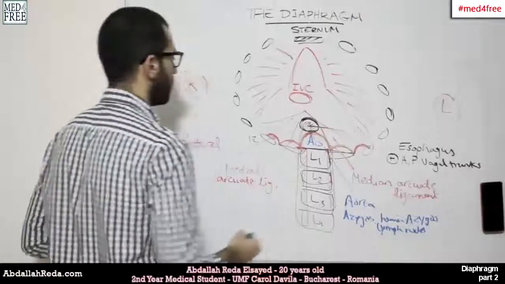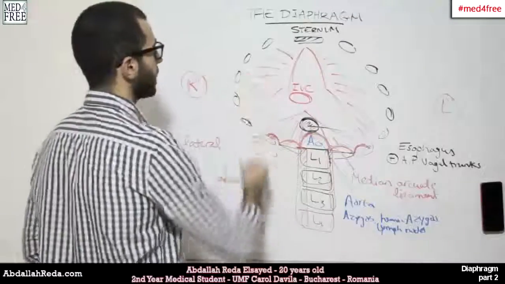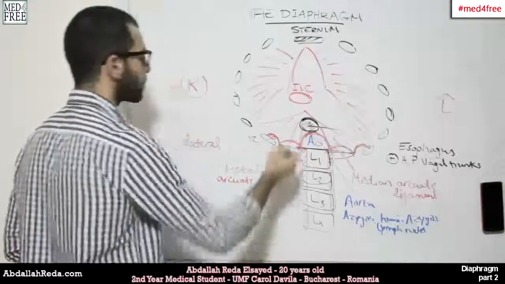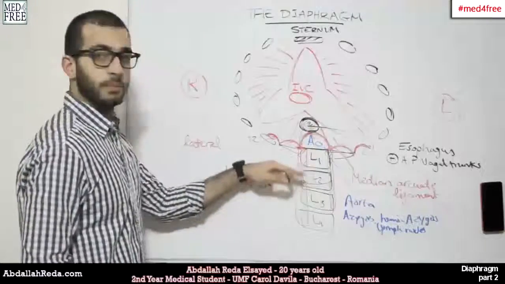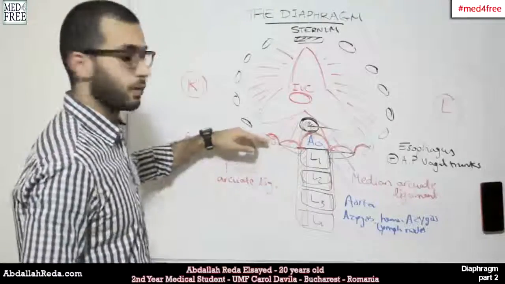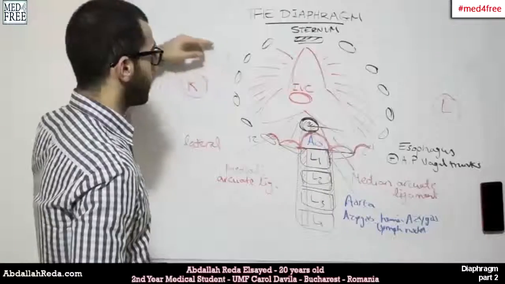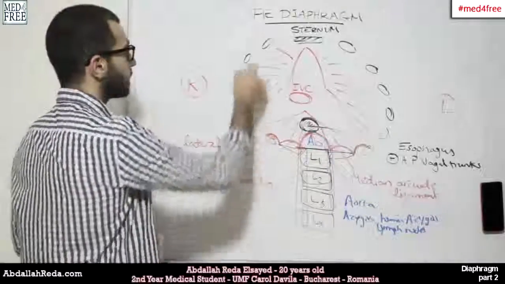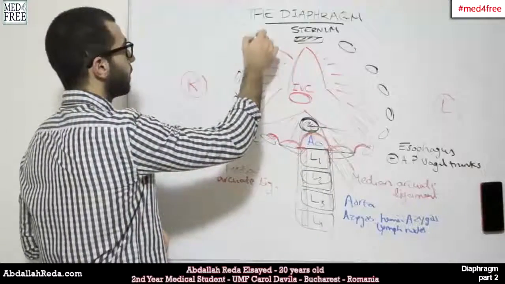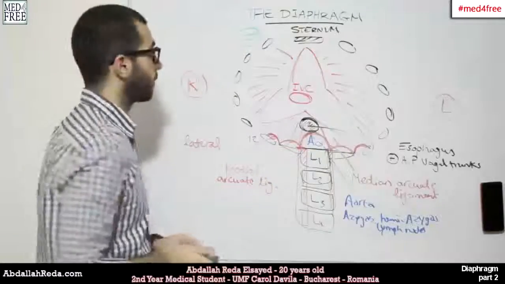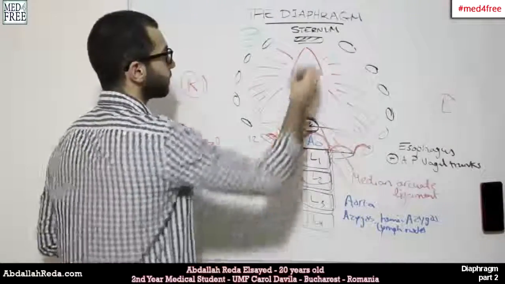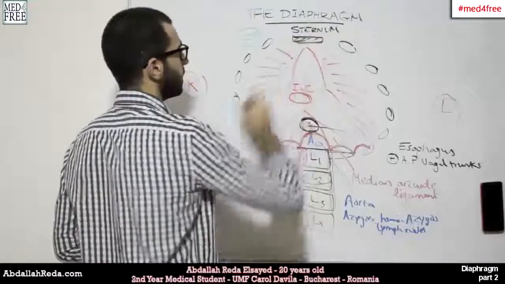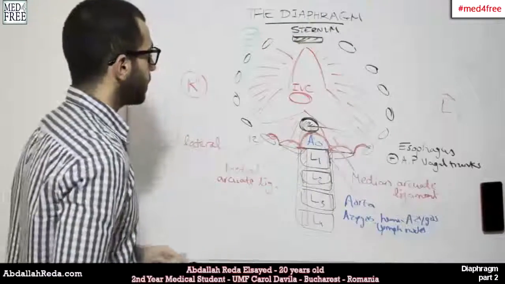And then we have the costal attachments. So as we can see, the diaphragm will start from a lower position at the 12th rib and then starts to get higher, from the 12th till the 7th rib. And the final attachment is the sternal attachment, which we can see here.